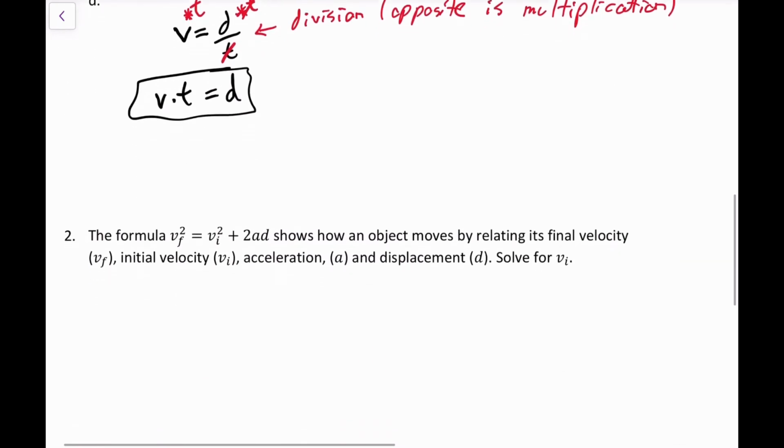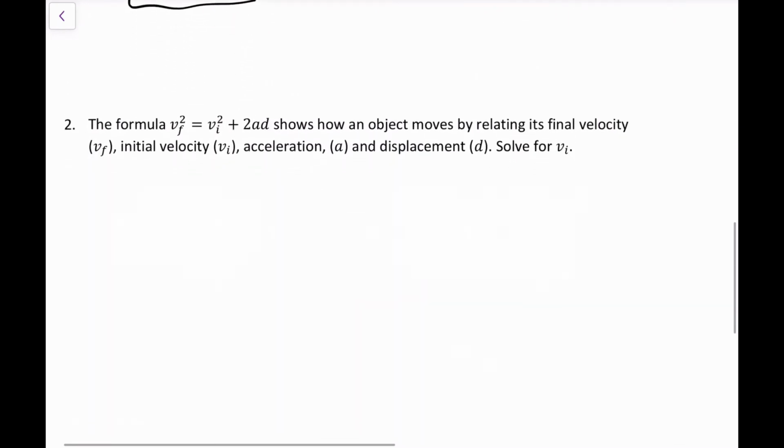If we look at a slightly more complicated example here, we have this formula that Vf squared is equal to Vi squared plus 2AD. And this shows how an object moves when it's accelerating by relating its final velocity, which is Vf, its initial velocity, Vi, and its acceleration, A, and displacement, D. And we're asked to solve for Vi. So we want to get Vi all by itself. So this one is a little bit more complicated here.